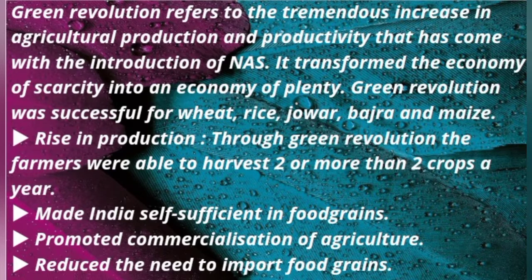Green Revolution was successful for wheat, rice, jowar, bajra and maize, and the points supporting it are the rise in production. Through the Green Revolution, the farmers were able to harvest two or more crops a year, which led to the rise in production as well as enhanced productivity of agriculture. This made India self-reliant and self-sufficient in food grains, promoted the commercialization of agriculture, so subsistence farming was changed to commercial farming, and reduced the need to import food grains. That means India became self-sufficient.